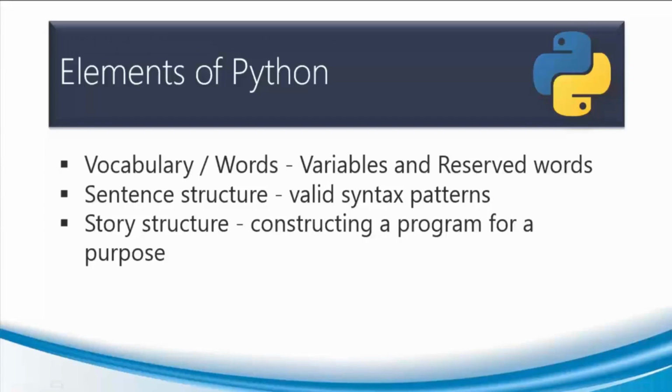Sentence structure is the second category. You need to have valid syntax patterns. Otherwise, Python is not going to understand what you want done. And third is your story structure, constructing a program for a purpose. Story structure is something like a flowchart, for example. It's a series of steps that you want the program to execute. And the more efficient your story, the more productive your story, the better program it is. So elements of Python essentially entails three broad categories. You need to know vocabulary, words, sentence structures, and then eventually your story structure.